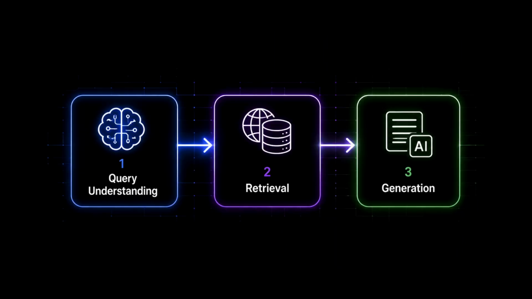At a high level, every AI search system, whether it's Perplexity or Google AI mode, runs some version of this three-stage pipeline. First, understand what the user is actually asking. Second, retrieve the right information from the web or a knowledge base. Third, generate a coherent, grounded answer from the retrieved content.